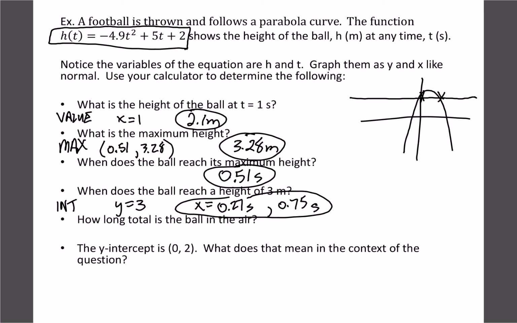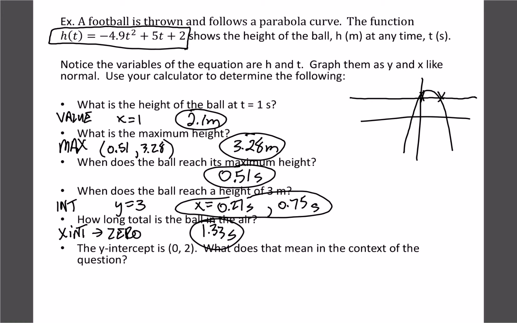Okay, the next one, how long is the ball in the air? So we're looking for our total time, which would be our x-intercept, or 0. On our calculator, go second calc 0, hit enter, go left and right of the intersection point, and we get an x of 1.33 seconds.